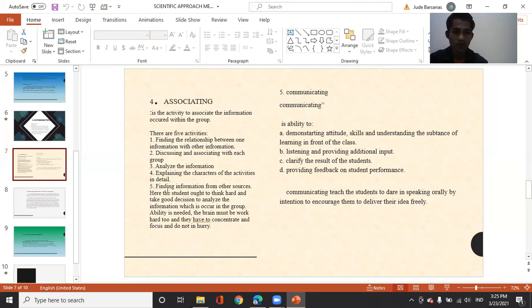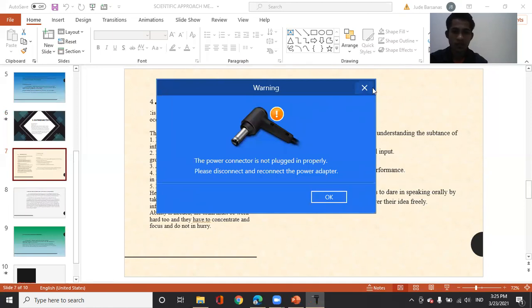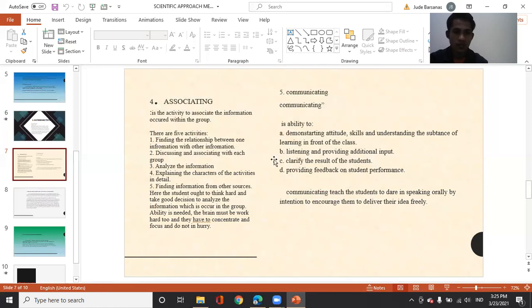Number five, the students should find information from other sources. Here, the students also think hard and make good decisions to analyze the information which is occurring in the group. Here, ability is needed. The brain must work hard too, and they have to concentrate and focus and not be in a hurry in doing such things, because we need patience to do it.